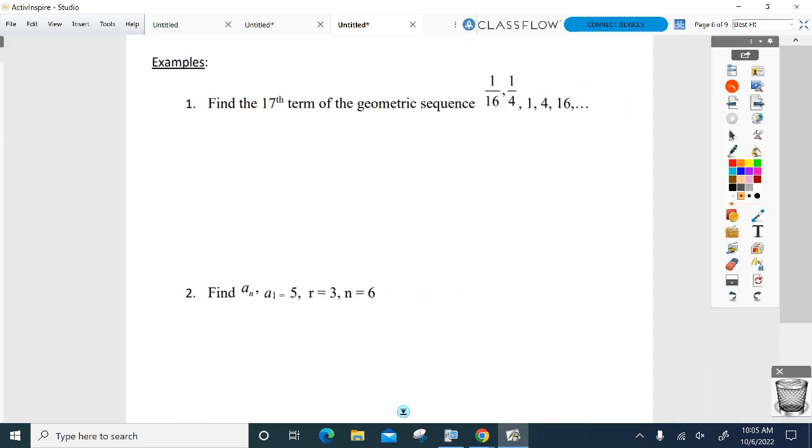All right, let's use it. Let's dive right in here and let's use it. Find the 17th term of this geometric sequence. Oh, it's geometric. I go to my formula sheet.